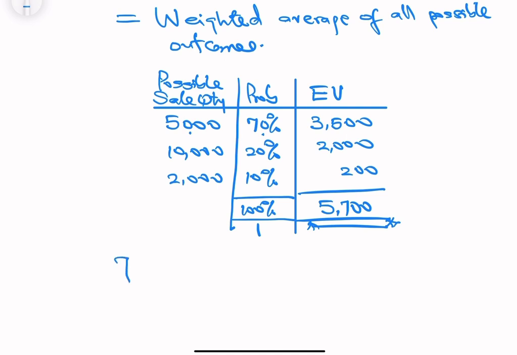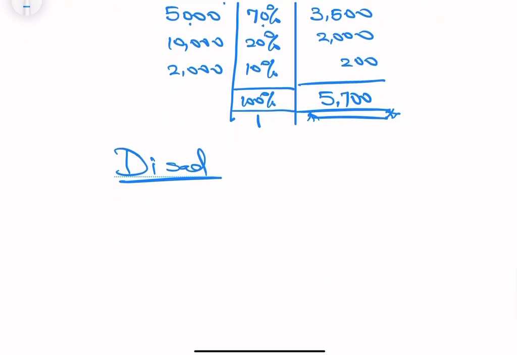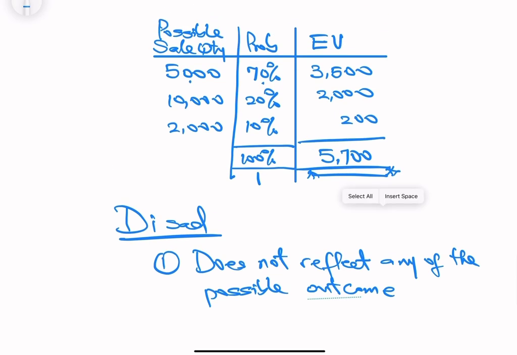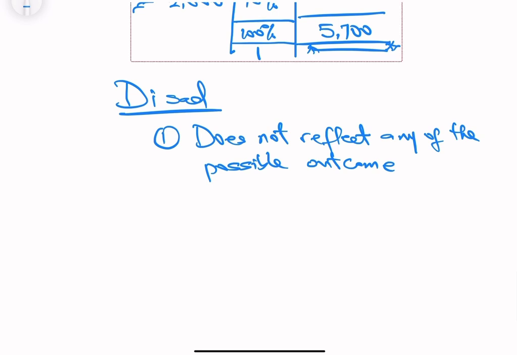Okay, but that doesn't mean that it's all best and faultless. It has its own disadvantages as well. So I'm going to look at the limitations of the expected value approach. The first limitation is the fact that it does not reflect any of the possible outcomes. And you can see it. We got an expected value of 5,700, and none of the outcomes is 5,700. They are all different figures, though it's close to 5,000, because 5,000 is highly weighted. But it's still not exactly the same as any of the possible outcomes.